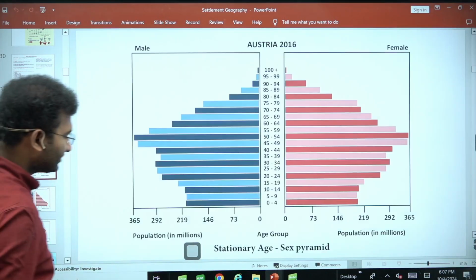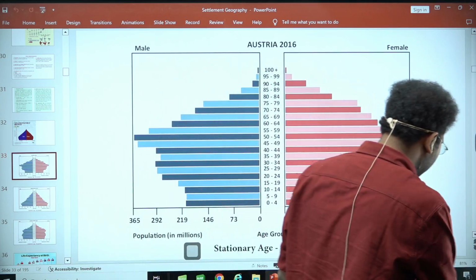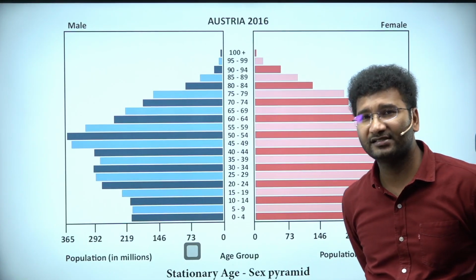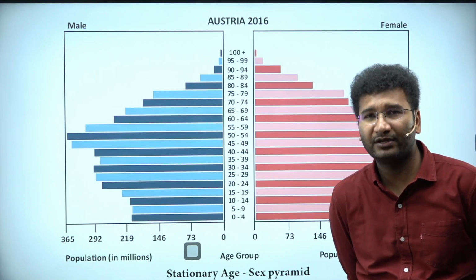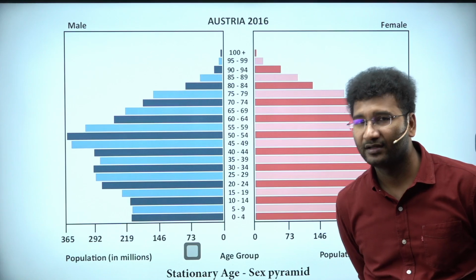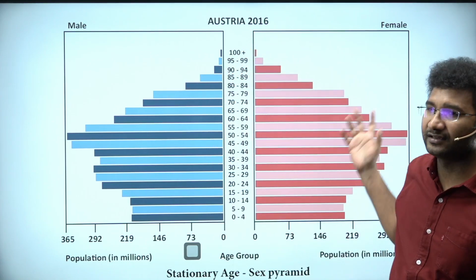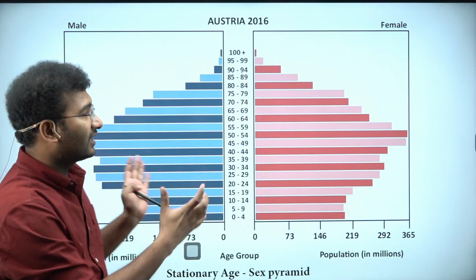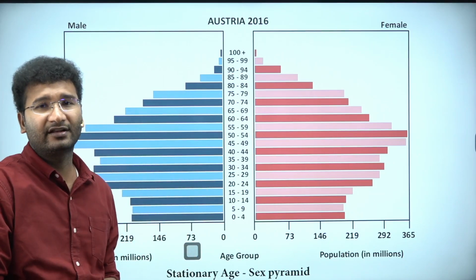Now, there are some population charts. This also you need to understand. What do you mean by population charts? See, population charts tell us which country has a growing population, which country has an expanding population or a stationary population. There is a method to look into these charts. These charts look like a pyramid. You need to understand how the pyramids are drawn here.